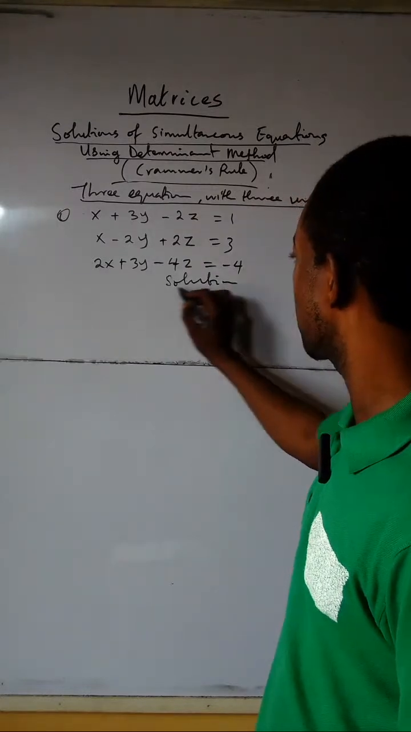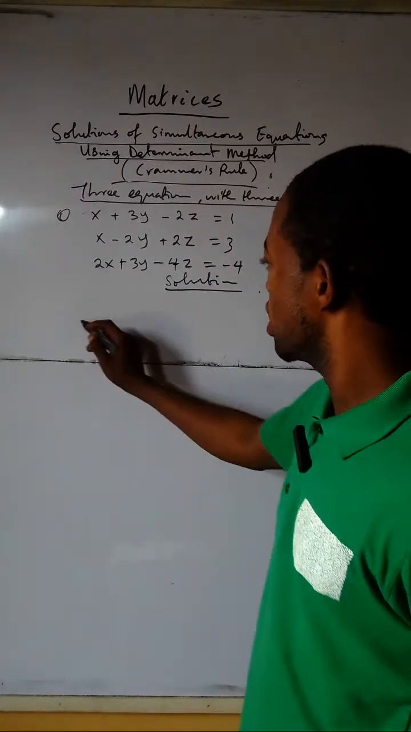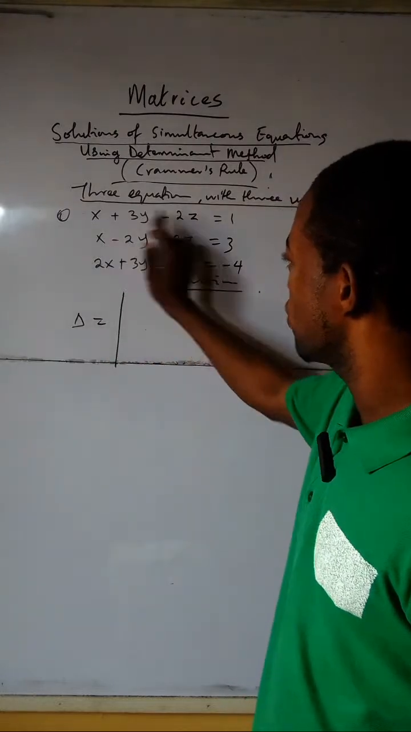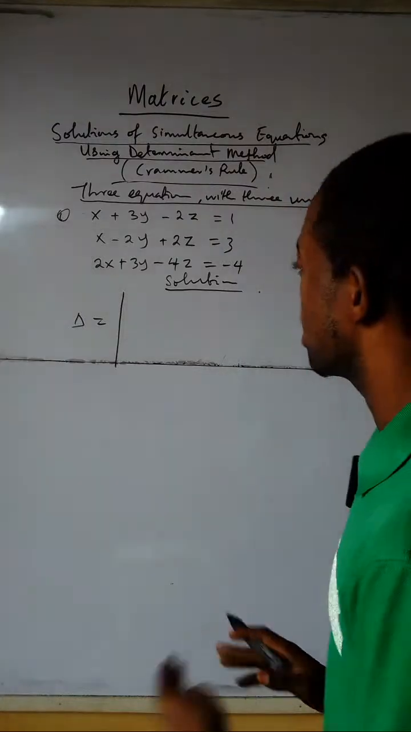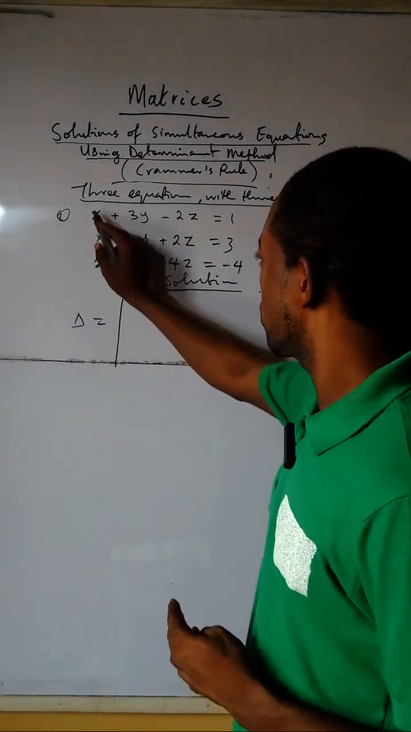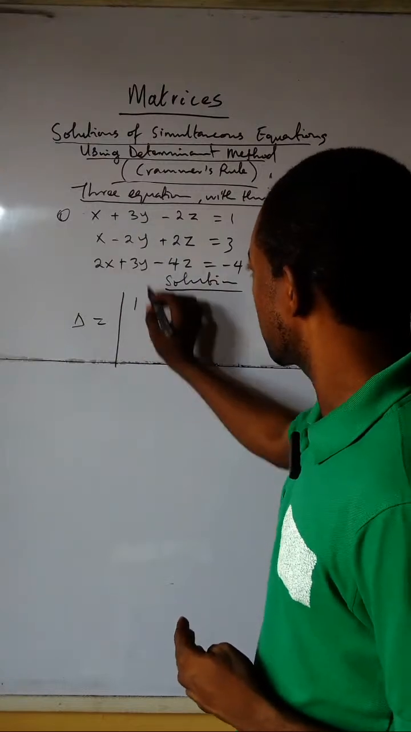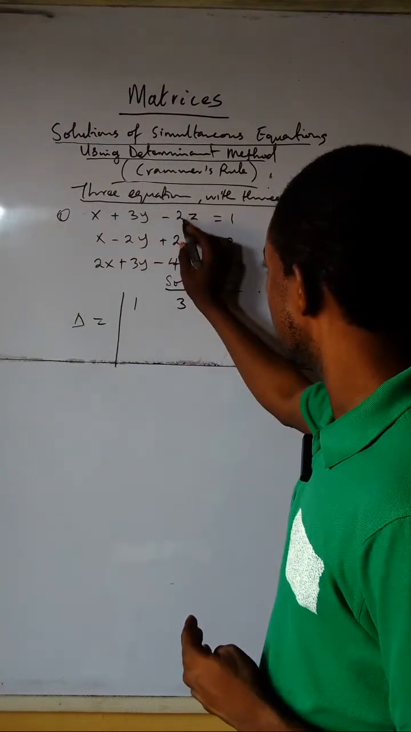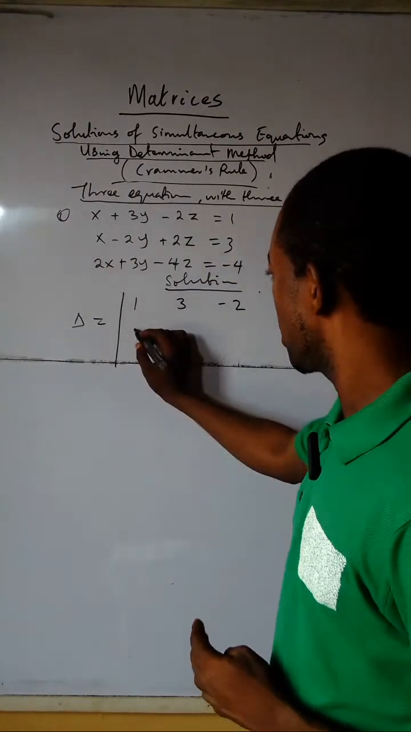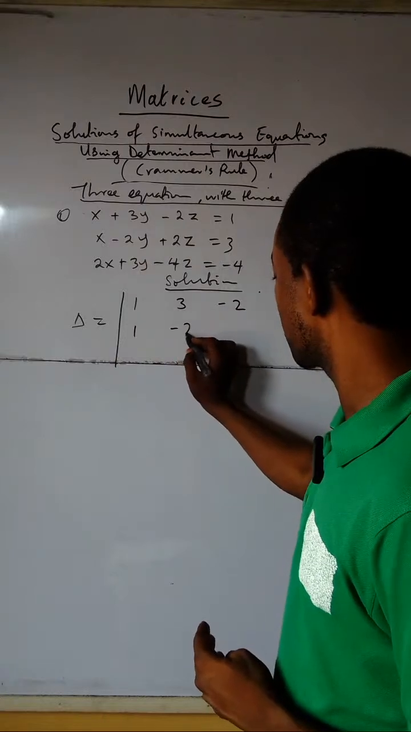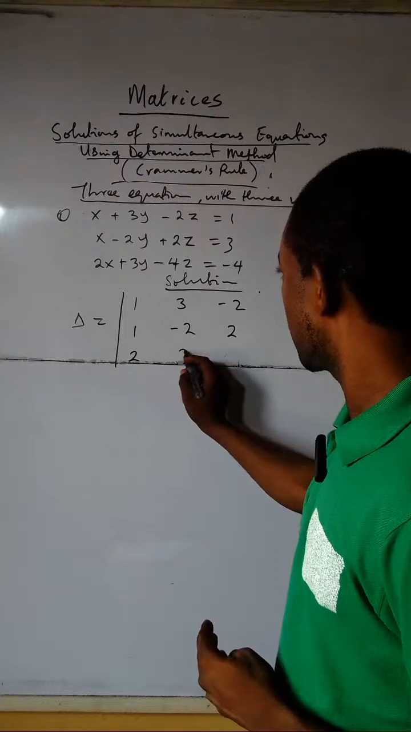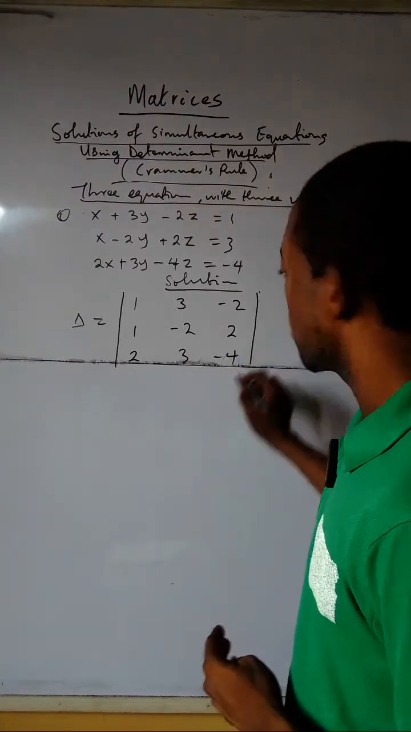Now, solution here. The first thing, we find the determinant by writing out the coefficients of the left-hand side. That is, we have a 3 by 3 matrix here. So the coefficient of x here is 1, of y here is 3, of z here is minus 2. Then here we have 1 as well, we have minus 2, we have 2. Here we have 2, we have 3, minus 4. Now let's find the determinant here.